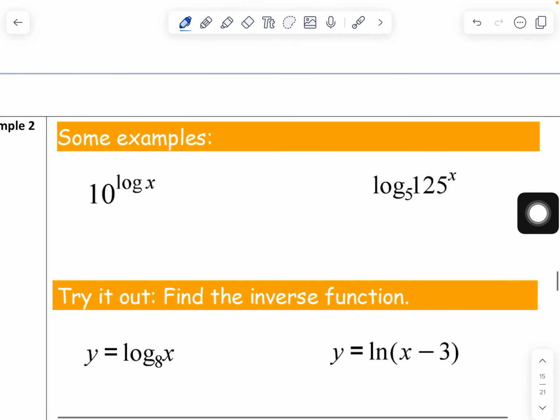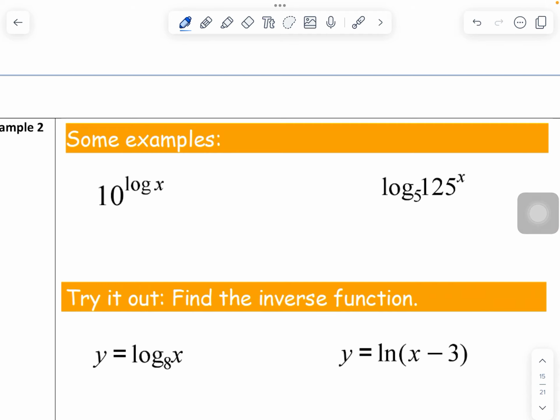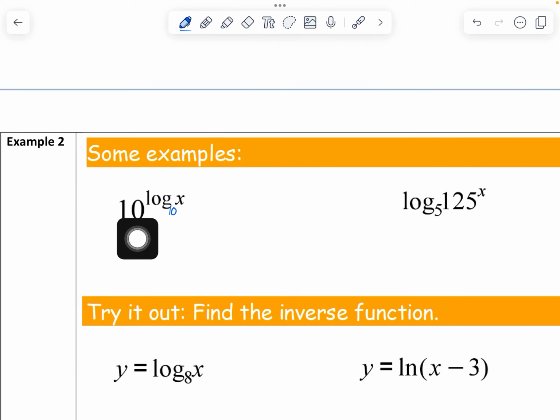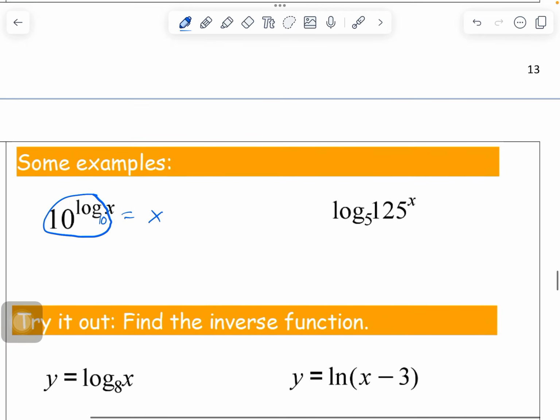So here's some examples. We have 10 to the log 10 power of x. So in this case, because our base matches the log, we're going to assume this is a common log since we didn't see a number.